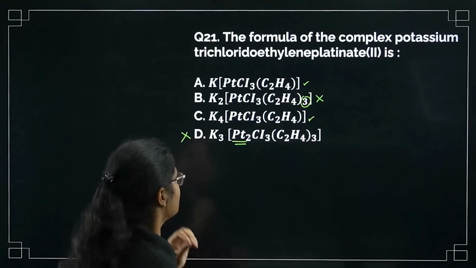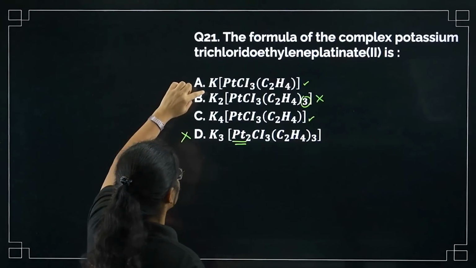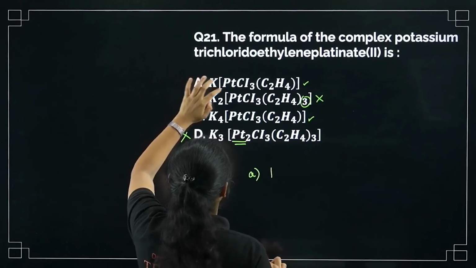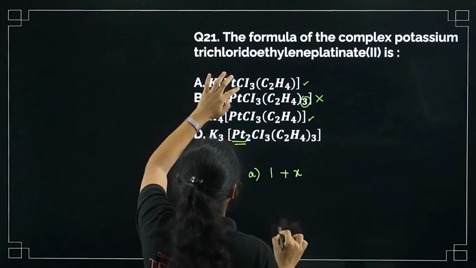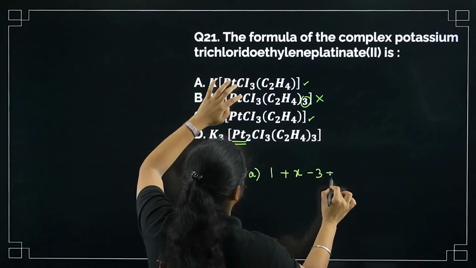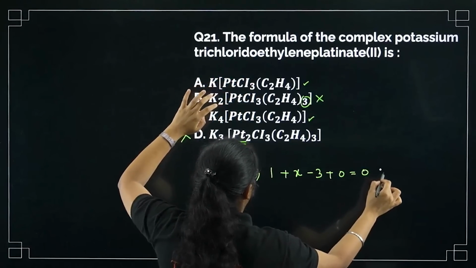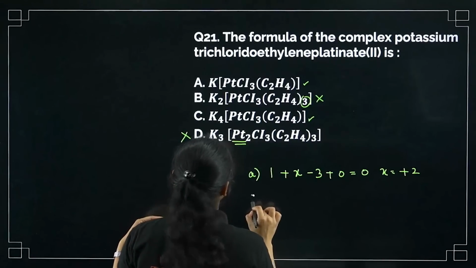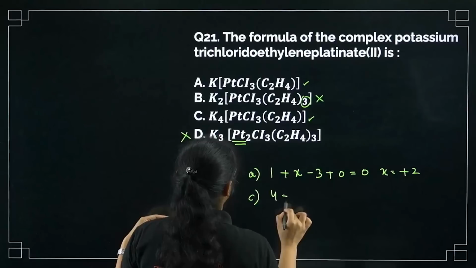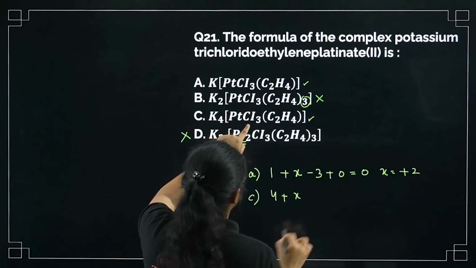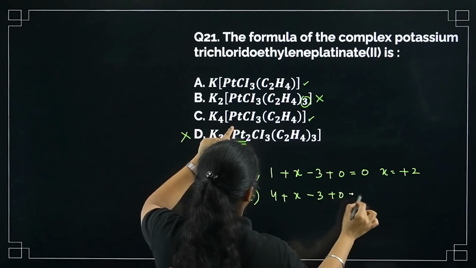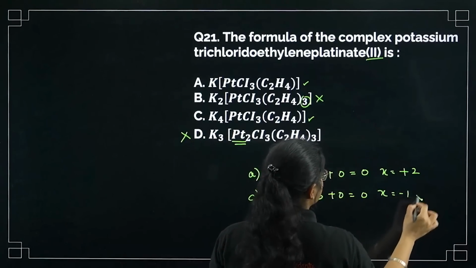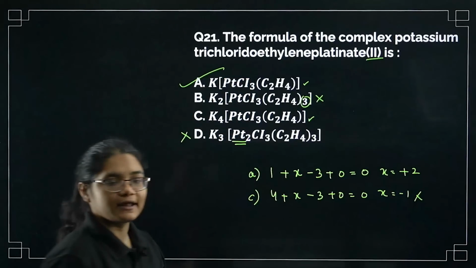What next can I check? The oxidation state of platinum. Now here, for option number A, potassium is +1, platinum is X, chlorine is -3, C2H4 is neutral, so that equals 0, and X will be equal to 1 minus 3 is -2, so that is +2. Now if I see option number C, here I have +4 and then I have X, and then I have -3 and this is 0, equal to 0. So X here will be equal to -1, but the oxidation state is given +2, so this cannot be the answer. A will be the correct answer.